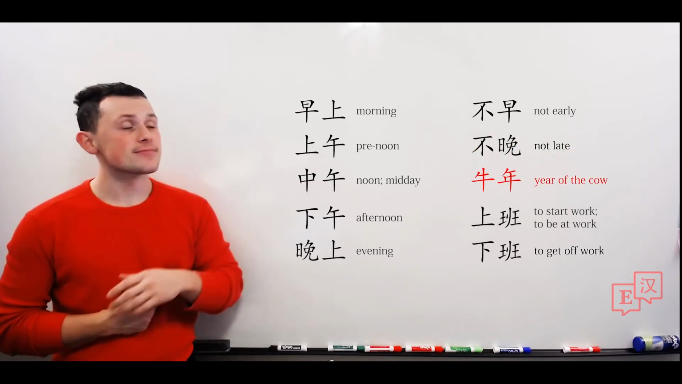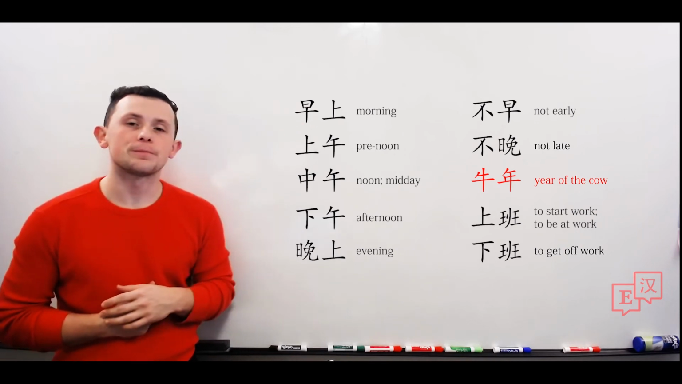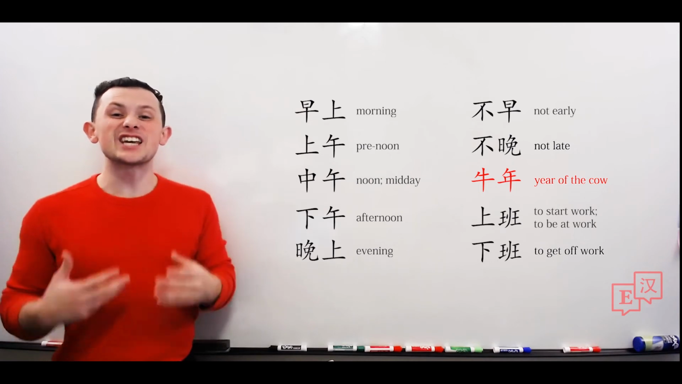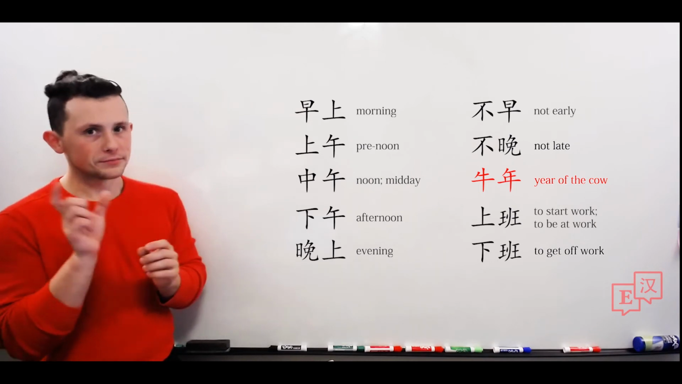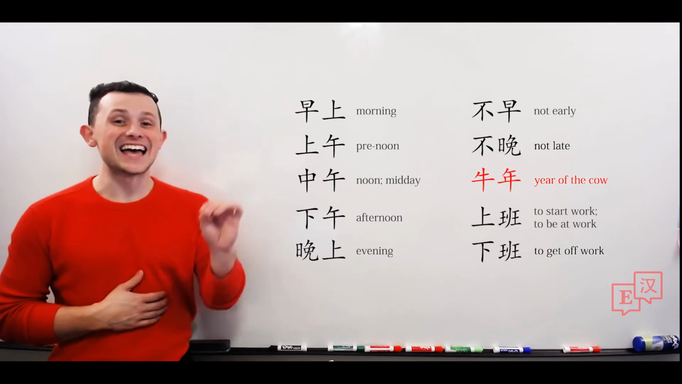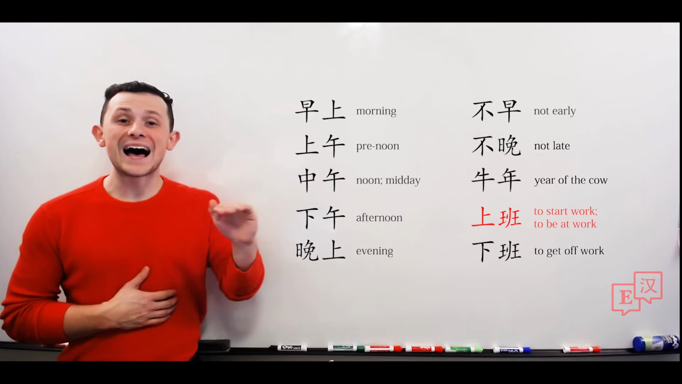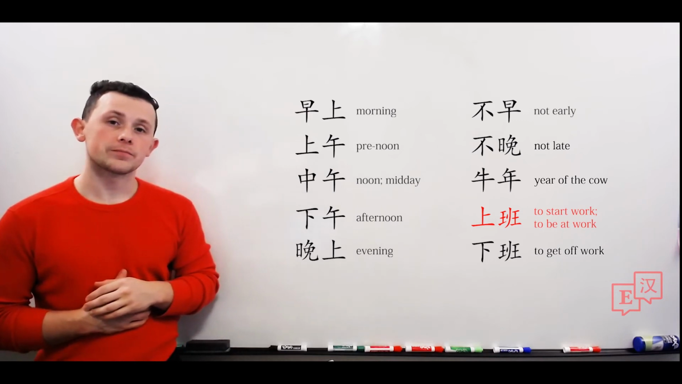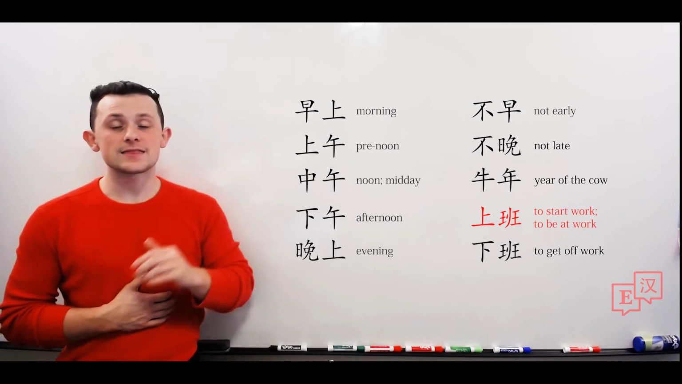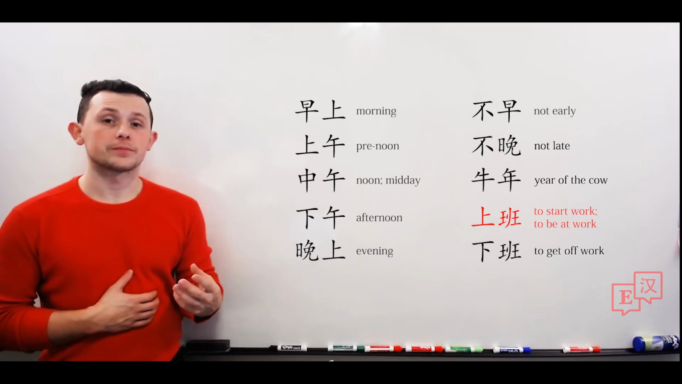牛年. This word means the year of the cow, or cow year. 上班. To go to work.